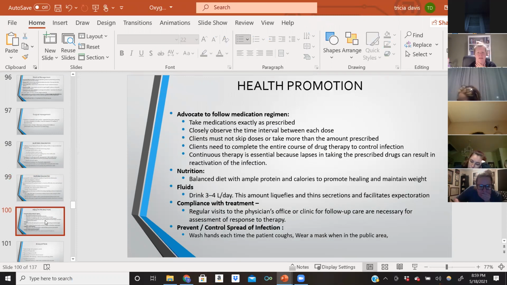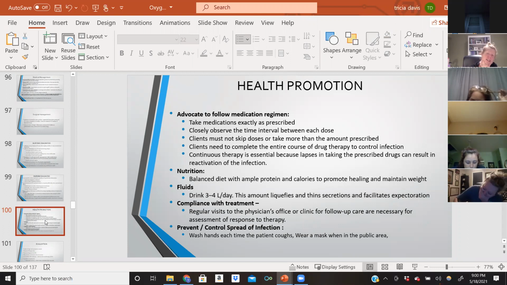So we want to advocate for them to follow that medication regimen. This is really important. We want them to take all of their medications exactly as prescribed. We want to observe the interval, the time between each dose. We want to tell them not to skip doses or take more than the prescribed amount. We have to keep a therapeutic level of these medications in their system. They need to complete the entire course of drug therapy in order to control this infection. Continuous therapy is essential because any lapse in the prescribed medication can result in reactivation of the infection.